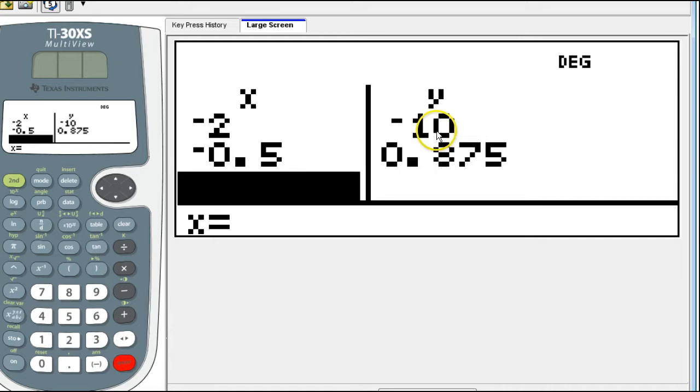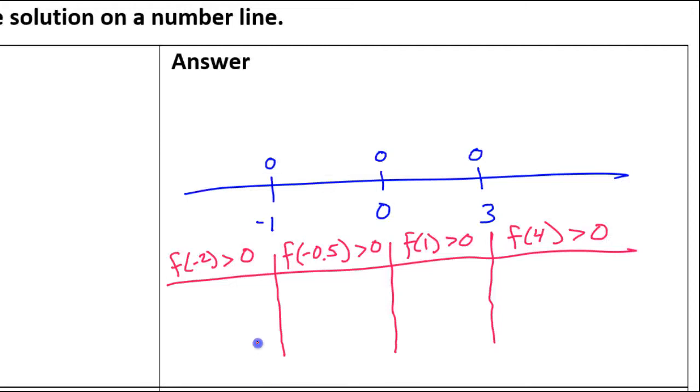Okay. So at -2, the value of the function is -10. And the question is, is that greater than 0? Well, the answer to that is no. That is not greater than 0. That is less than 0. So that means -2 is not a solution, which means none of the values in this interval are solutions. So I'm going to leave that blank.